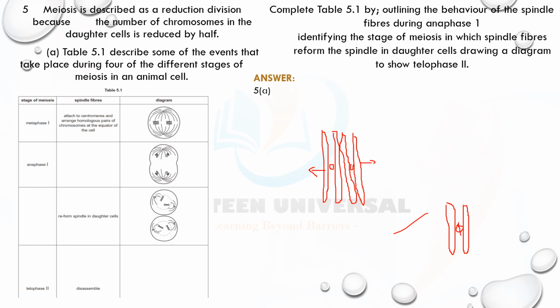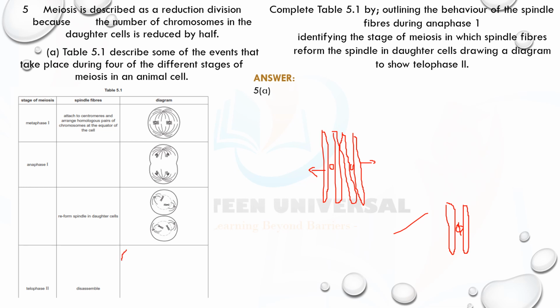Now where does it reform? Reform spindle in daughter cells. So spindles are reformed. Spindle formation begins in prophase, so this should be prophase 2. After anaphase 1, it goes to prophase 2, then telophase. Of course, in telophase 2, they disassemble. So they want you to draw the diagram. For the diagram, you draw 4 daughter cells.